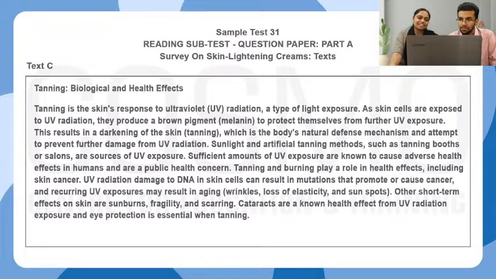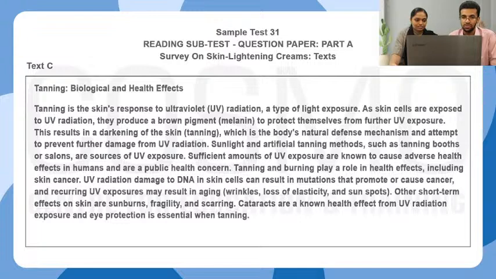Alfie is saying it's health effects. Let's see some more responses. Yes, Devi. Nantana is saying health effects. Anyone else has a different answer? Island is saying the same thing. Okay, so the majority of people are saying health effects. So the answer is correct. The answer is health effects. The last sentence we just read: tanning and burning play a role in health effects, including skin cancer. So you all got it right.